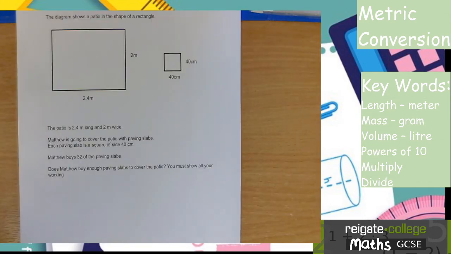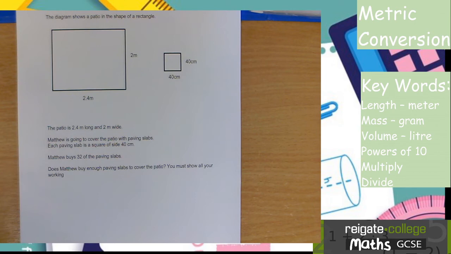To demonstrate how this works in an exam question, here is a typical exam question regarding measures and conversions. The diagram shows a patio in the shape of a rectangle, and the patio is 2.4 metres long and 2 metres wide. Matthew is going to cover the patio with paving slabs. Each paving slab is a square of sides 40 centimetres. Matthew buys 32 of the paving slabs, and we need to calculate whether or not Matthew has enough paving slabs to cover the patio.